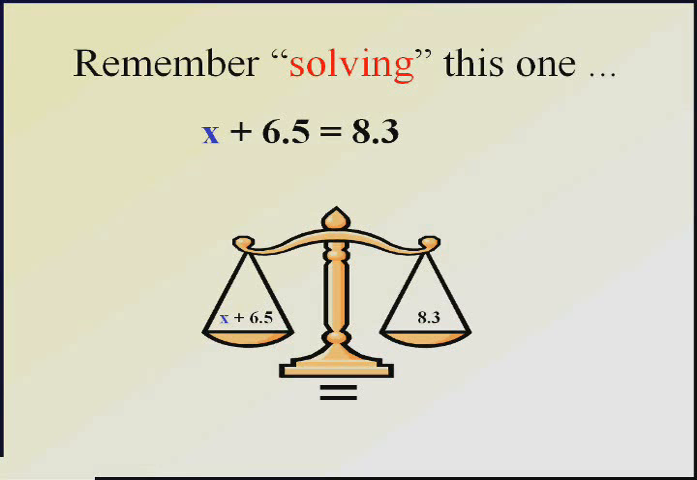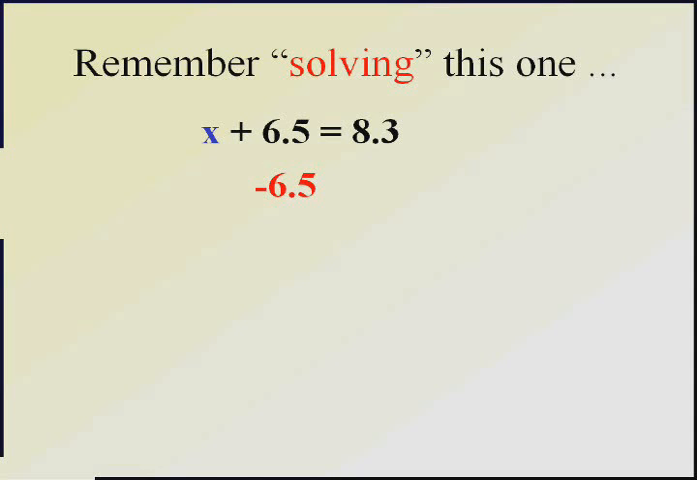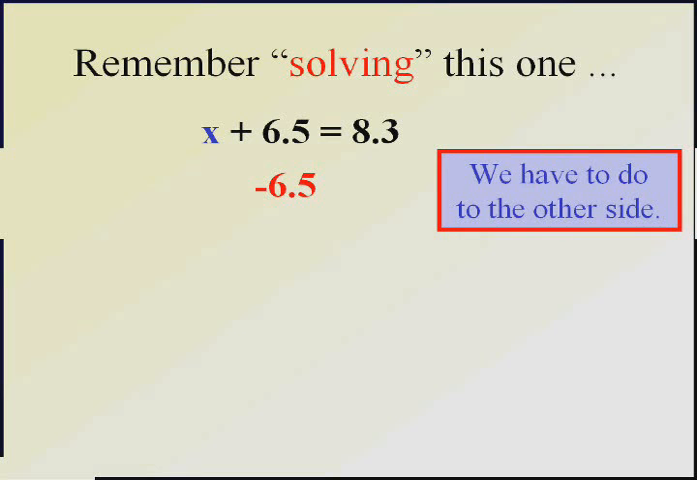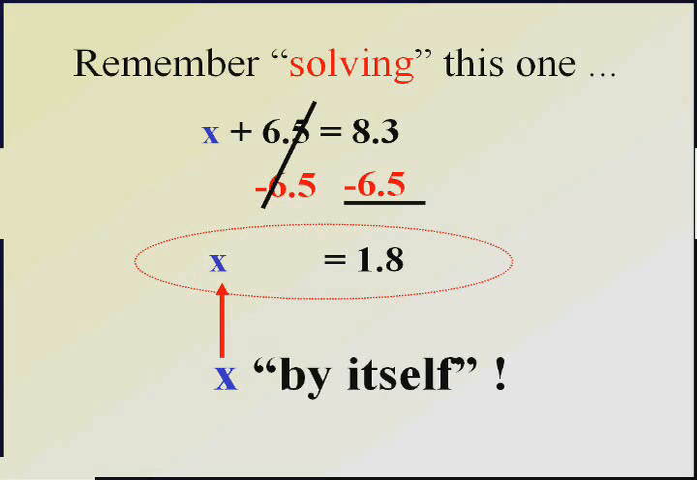Now, it was strategic in this case to get rid of that plus 6.5. We subtracted a 6.5. But if I do it on the left, I have to do it on the right. Now, doing it on the left gets rid of it, and I have x by itself, and then I simply compute 8.3 minus 6.5, and I had the answer. And I have x, quote, by itself.